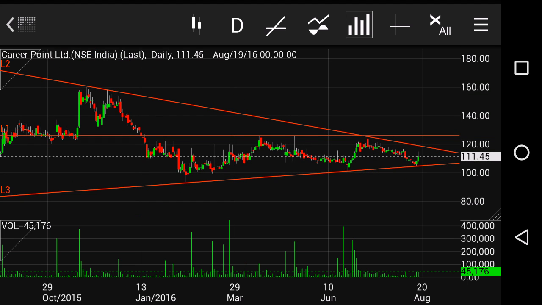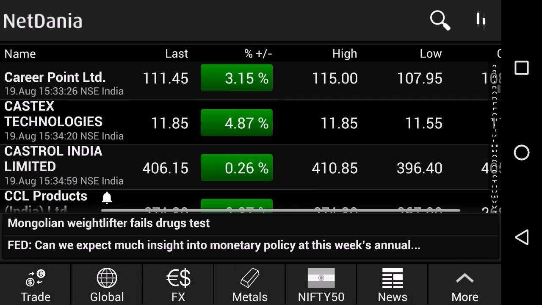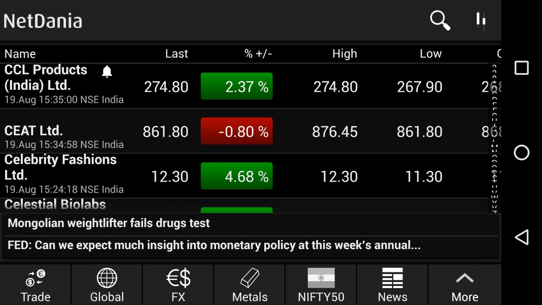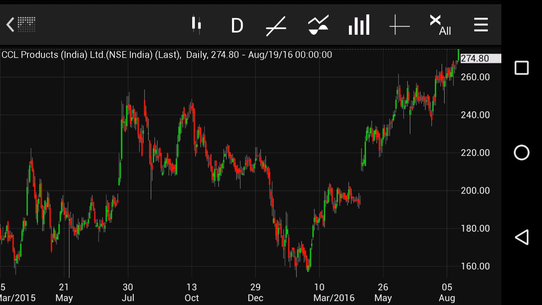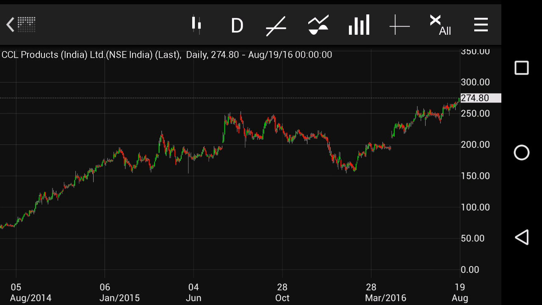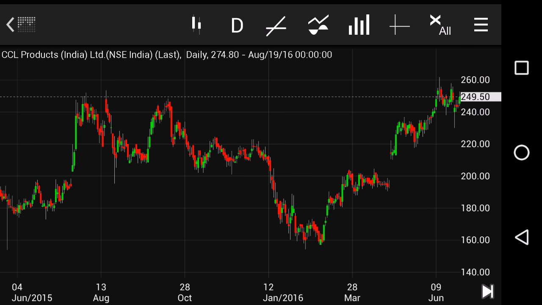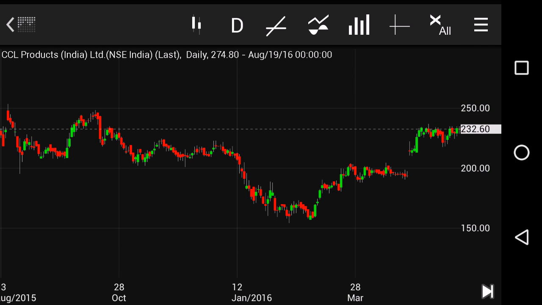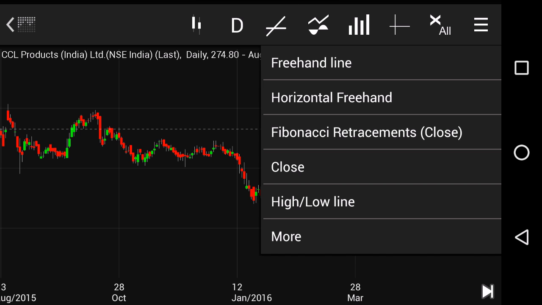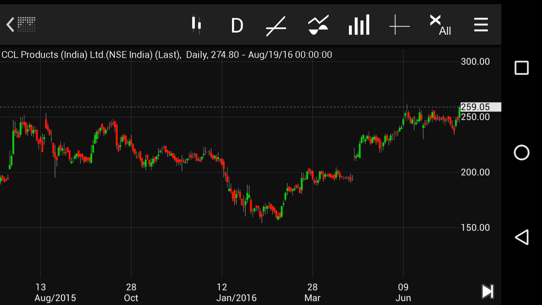Okay, let's look at another chart. So this was a stock I found around lower levels. It was a good trade setup at that time. The stock made a double bottom and started moving up. From there, it gave a good move.